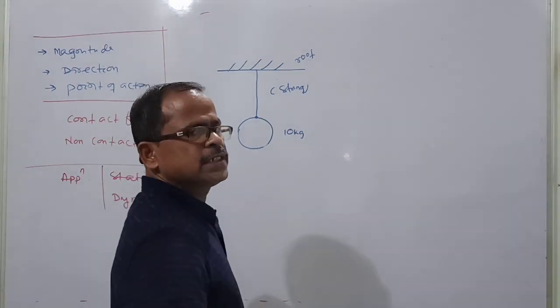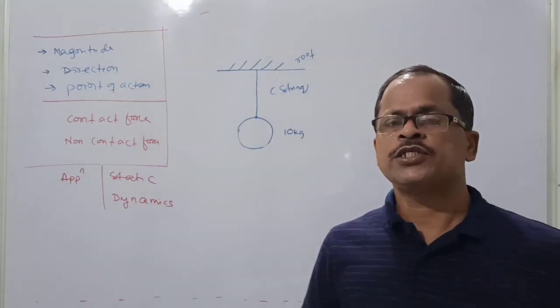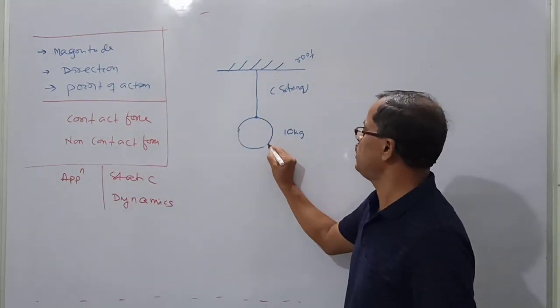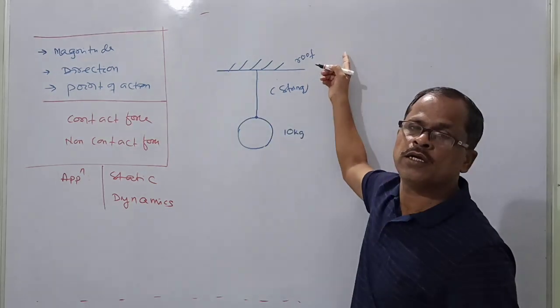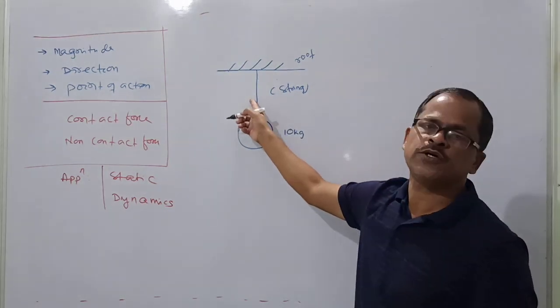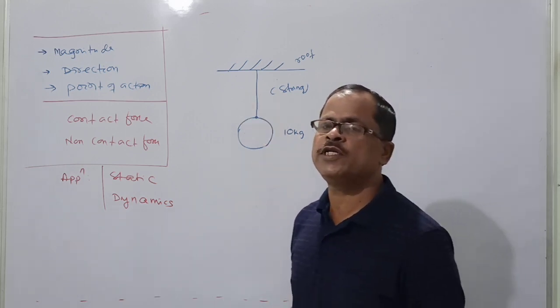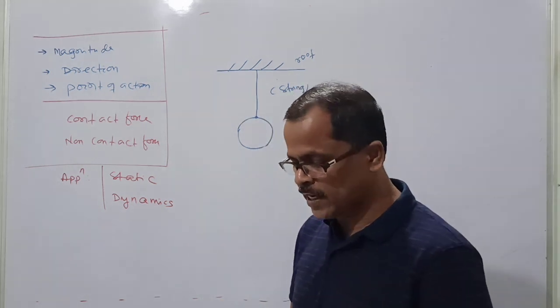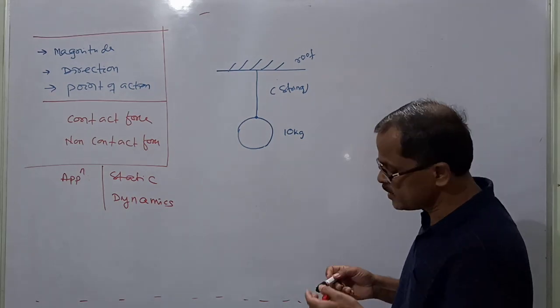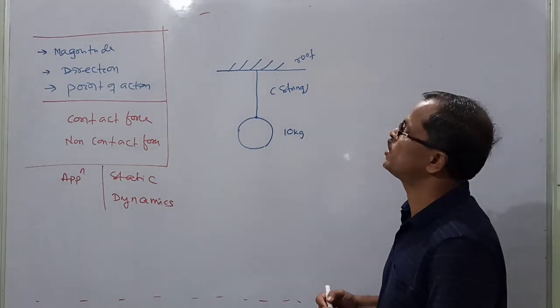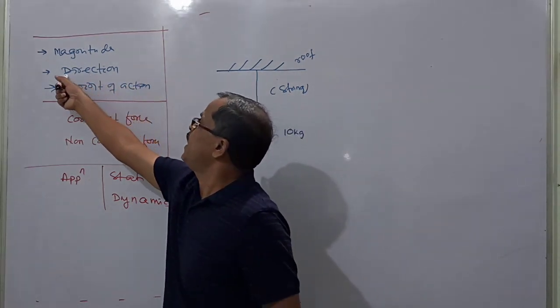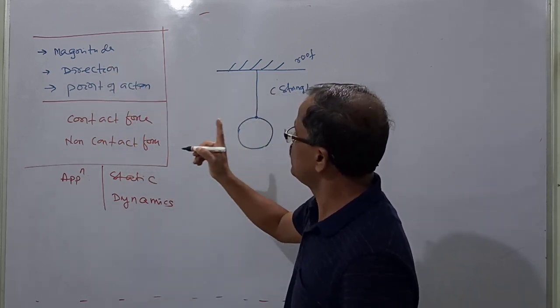So how many objects are here to make the system? One is the sphere, another is the roof, and the string is connected between them. So I have to draw the free body diagram. When I have to draw the free body diagram, I have to find out what forces are acting on the system. First is the direction of the force, and then the nature of the forces.